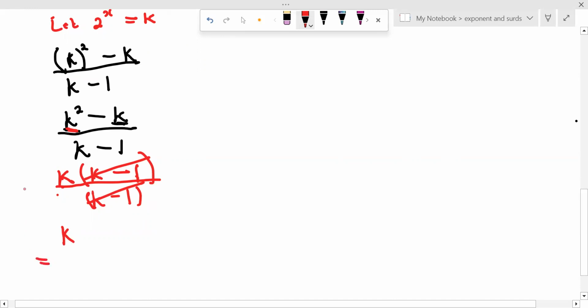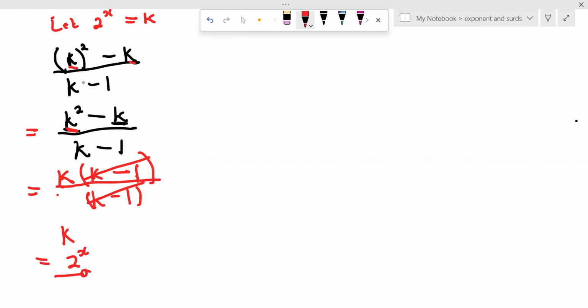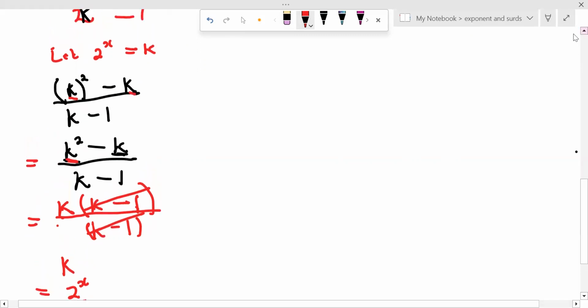We said our k should be equaling to 2 to the power of x. Then this was going to be our final answer. So here we're factorizing by taking out a common factor. Now let's check this question if we can also take out a common factor.